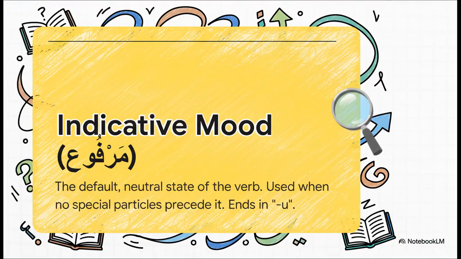Okay, first up, we've got the indicative, or marfu. The easiest way to think about this one, it's the verb's default setting, its natural resting state. This is what you're going to use most of the time for just simple statements of fact. So, for instance, in yaqra'u, which means he reads, that final u sound, that's your big clue. That's the signature of the indicative mood.